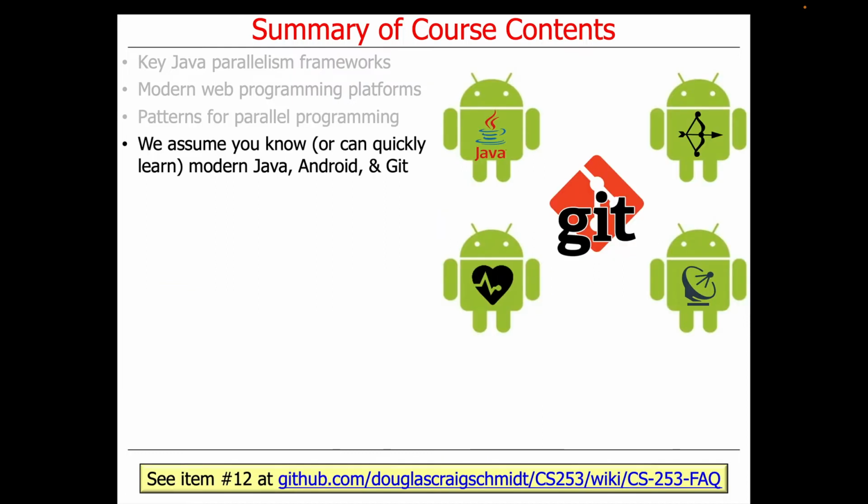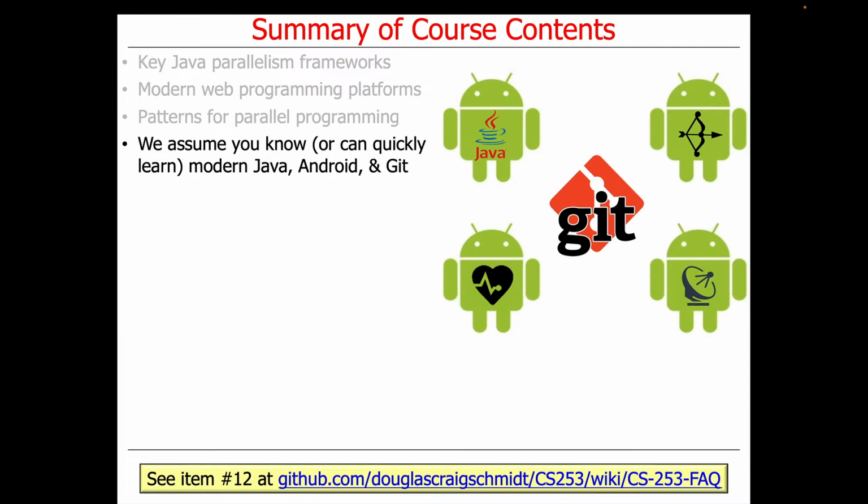I'm going to assume that you already know or can quickly learn modern Java, which is basically Java 8 and beyond, Android, which will include Android Studio and the Android SDK, as well as Git, which is a source code control management system. If you take a look at item number 12 in my frequently asked questions file at the link at the bottom of the slide, you'll get an overview of what these different assumptions mean and where you can go for further knowledge if you need some refresher on what these things are.